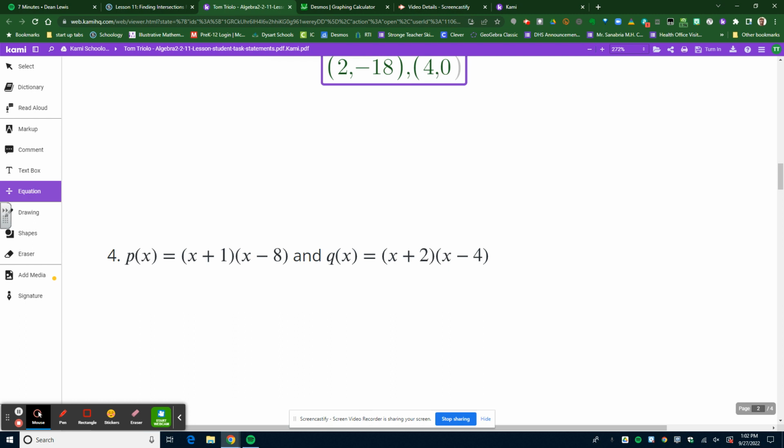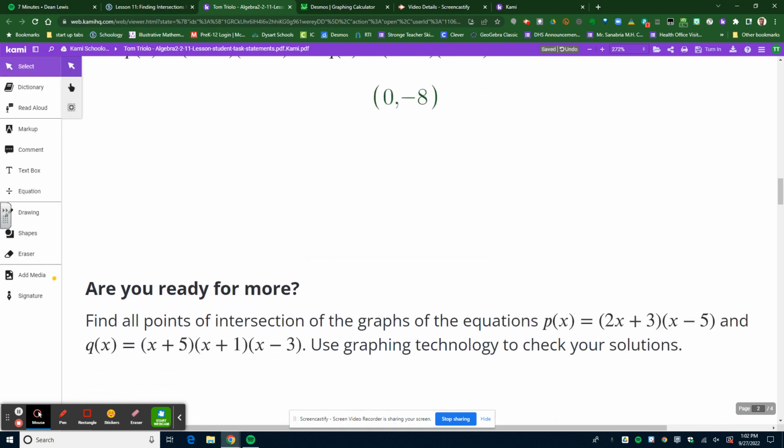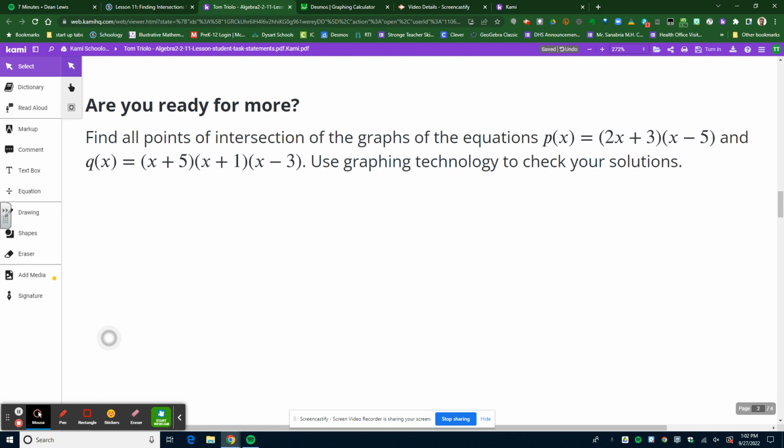Hey, what's 1 times -8? What's 2 times -4? Did they intersect at 0, -8? Did I need a graph for that? Okay, so if your numbers multiply together to be the same answer, your y-intercept is where they're going to intersect. And in this case, they don't intersect in more than one place. 0, -8. Okay? Questions? All right. Let's try one more. Woohoo! I'll give you a hint. They definitely intersect in more than one place.